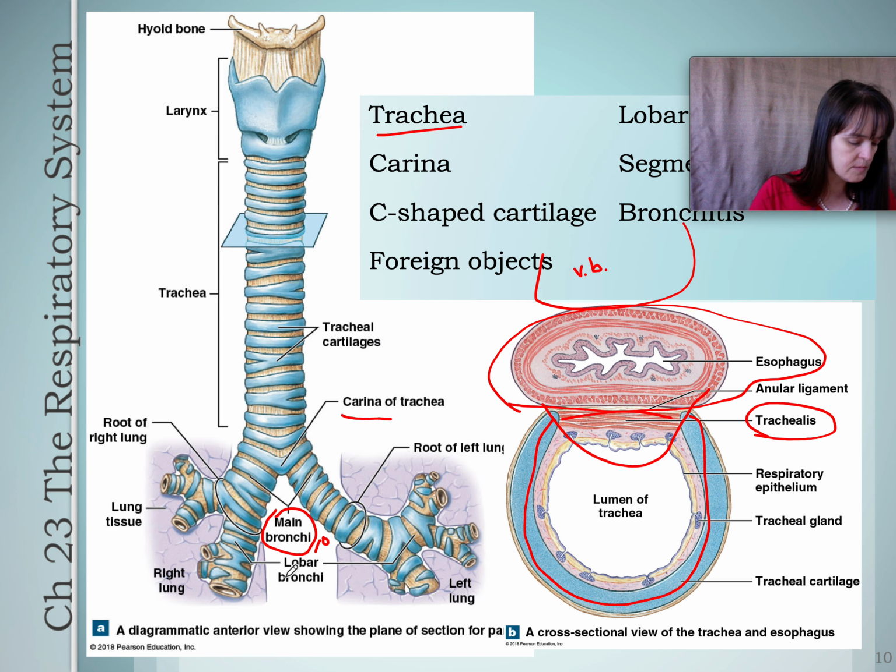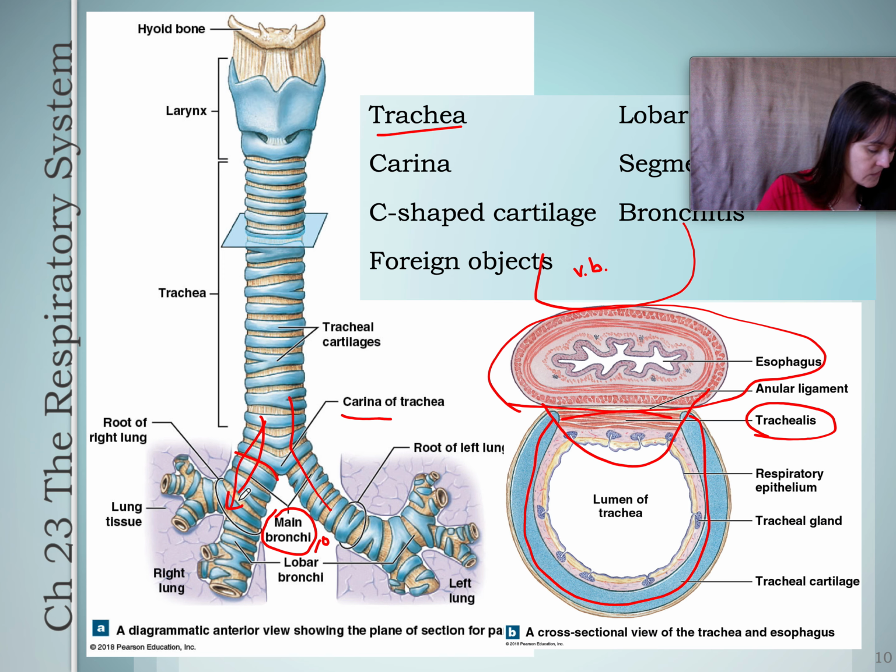So, why do most foreign objects make their way into the right lung instead of the left lung? Because the right main bronchus is bigger in diameter, so more stuff fits in the right side than the left side. And also the left side veers off at a sharper angle, and so things tend to just roll down into the right lung.